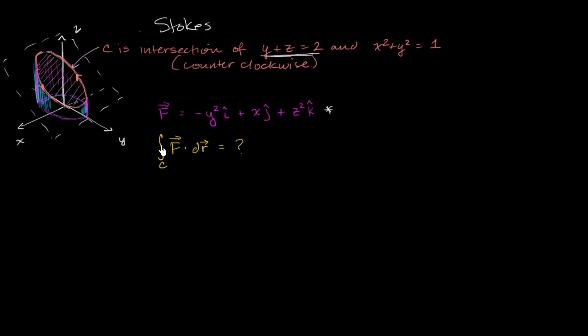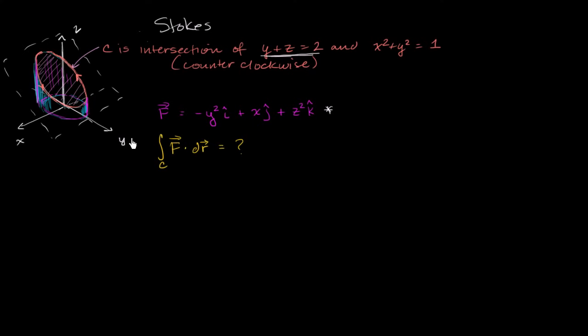We also have this vector field defined in this way, and we're asked to evaluate the line integral of F dot dr over this path with this orientation. We could directly solve this line integral. We've done it before, and actually we'll do it again to show that we're getting the same answer. But this is about Stokes' theorem, so let's see if we can apply Stokes' theorem to this circumstance.